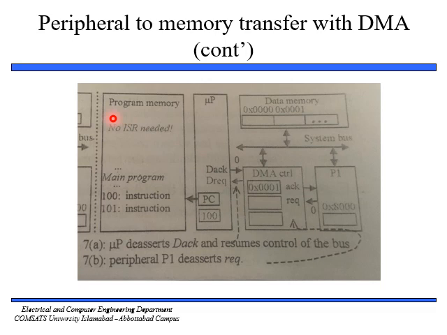So we have seen here that we do not require any ISR in program memory. Rather, we are placing the DMA controller in between the peripheral and the microprocessor, and the only goal of DMA is to get control of the system bus, and it gets control of the system bus as long as the main program does not require the system bus. So that was about the peripheral to memory transfer with DMA. Let's move on to the next slide.